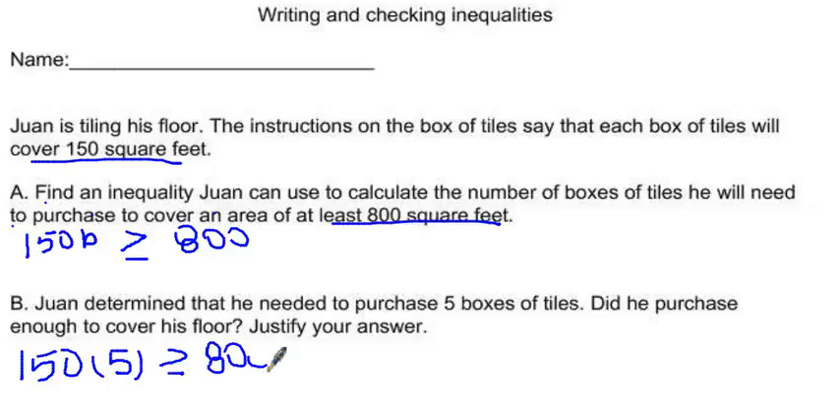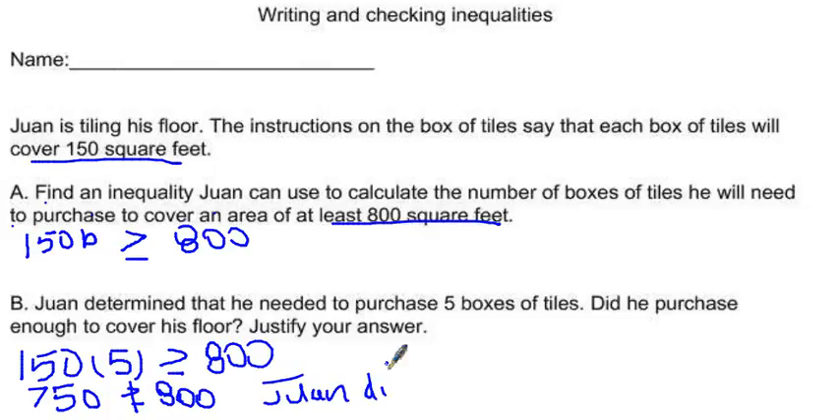Well, if you run these calculations, 150 times 5 will give us 750. We want to see if that's greater than or equal to 800. In this case, it is not greater than or equal to. So no, Juan was incorrect. He did not purchase enough boxes. So we can write that. We can say that Juan did not buy enough.